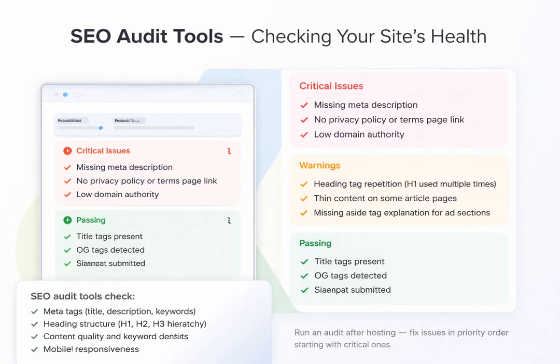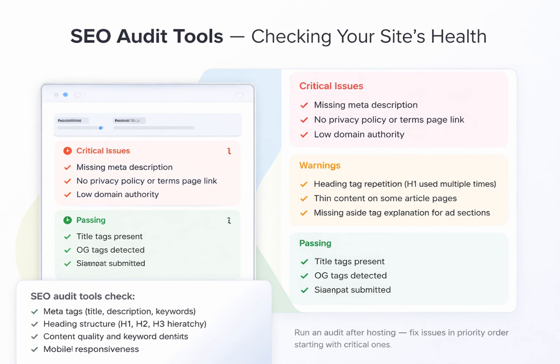Once your site is hosted, running an SEO audit is a great way to get a comprehensive picture of what needs improvement. These tools go far beyond just checking meta tags. They analyze your heading structure, content quality, keyword usage, internal links, and even whether you have a privacy policy page linked. In the example walkthrough, the audit flagged several issues.